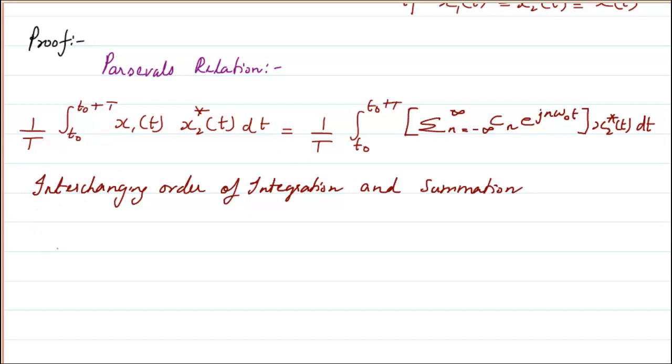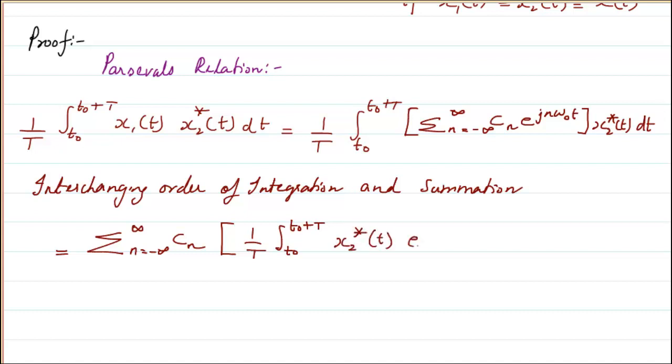Then I will get this is equal to, I am going to change the order. So here the n terms can come outside. So summation n is equal to minus infinity to infinity Cn, that can come outside, and what can go inside is 1 by T integral T naught to T naught plus capital T, and then x2 conjugate of t e raised to power j n omega naught t dt.